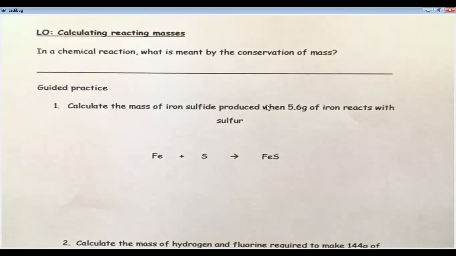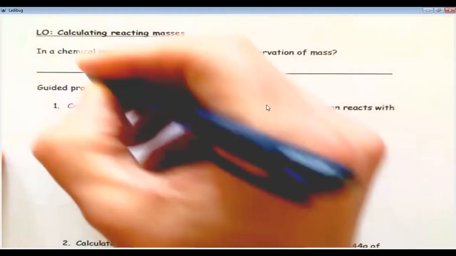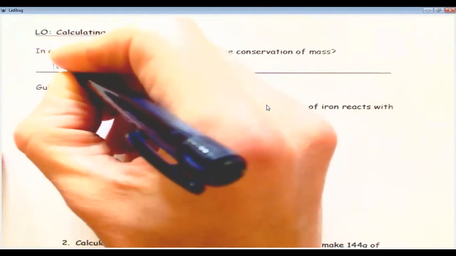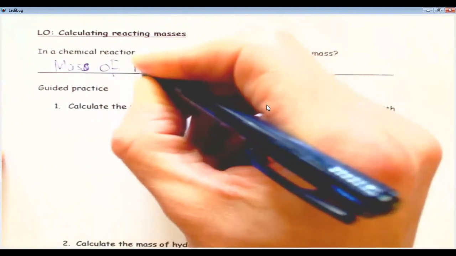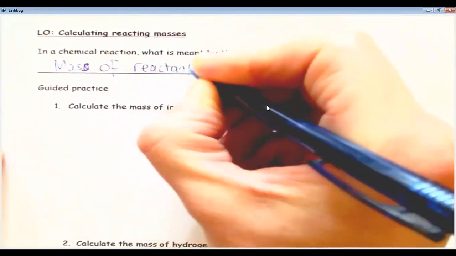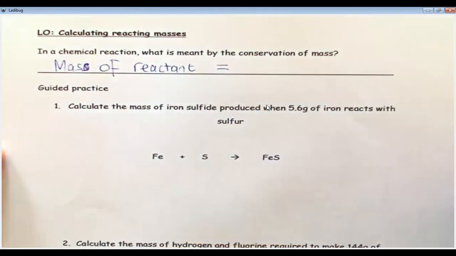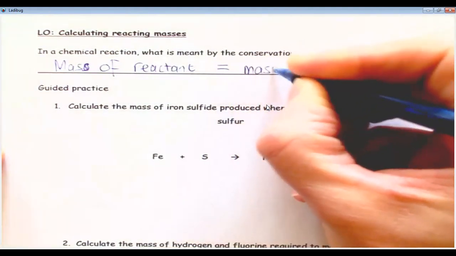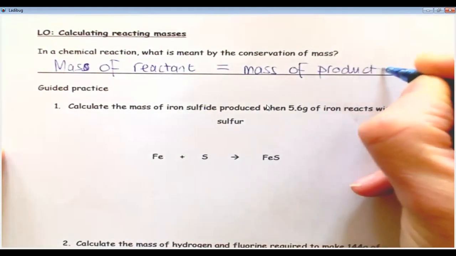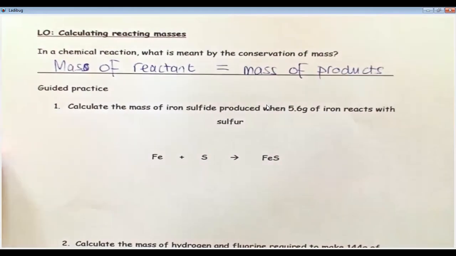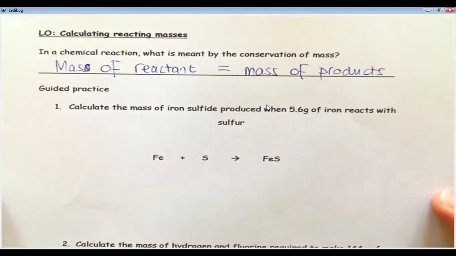The first question says, in a chemical reaction, what is meant by the conservation of mass? And we've done this before, so we'll do this quite quickly. Conservation of mass states that the mass of reactants will equal the mass of the product. And essentially we're going to be using that rule today. But let's have a look at a couple of these types of calculations.